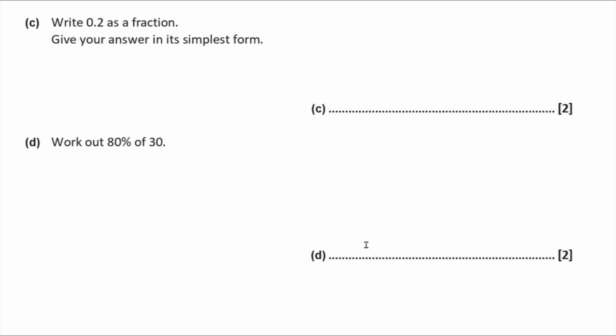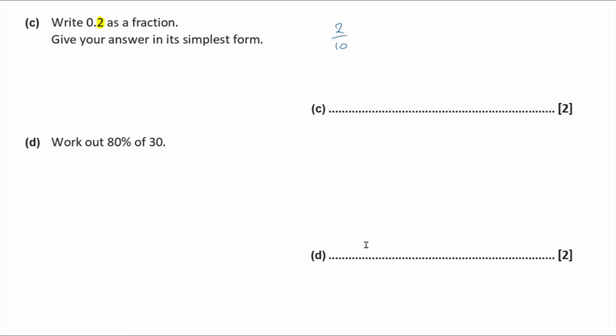Part C says, write 0.2 as a fraction. Give your answer in its simplest form. Well, this digit here in a number is the tenths column, isn't it? So you've got like hundreds, tens, units, tenths, hundredths. So that one's tenths. So 0.2 is the same thing as 2/10.